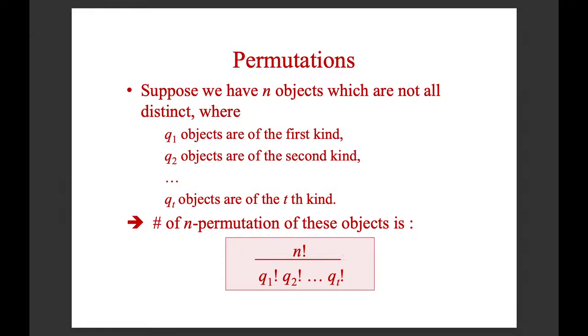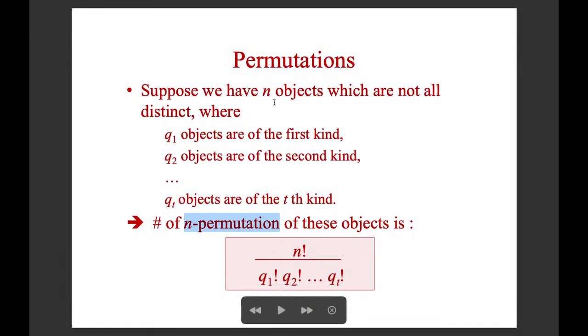The number of ways that we can arrange these objects, we call this an n permutation because we are going to use all the objects in the arrangement. So n objects in total, and we are going to use all of them. So it is n permutation that we are asking. It will be n factorial divided by Q1 factorial, Q2 factorial, up to Qt factorial. A very rough explanation is something like this.